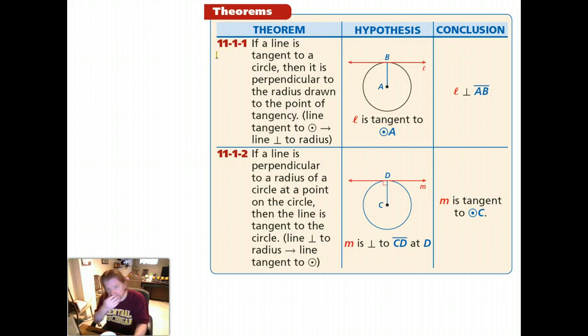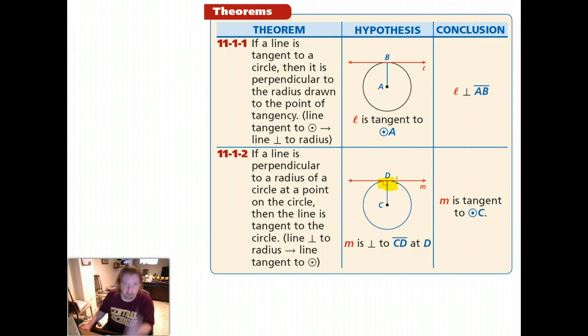Now these theorems basically boil down to one core definition, and that is that tangent lines are perpendicular to the radius. There's really not much else going on here. If it's a tangent line, it's perpendicular to the radius. If it's a radius, it's perpendicular to the tangent line at the point where they hit.